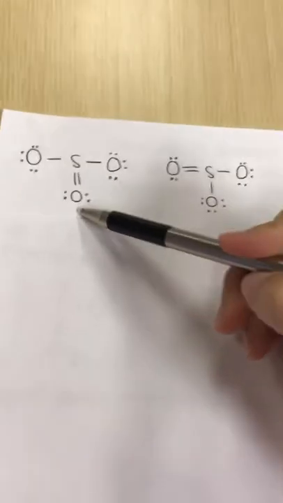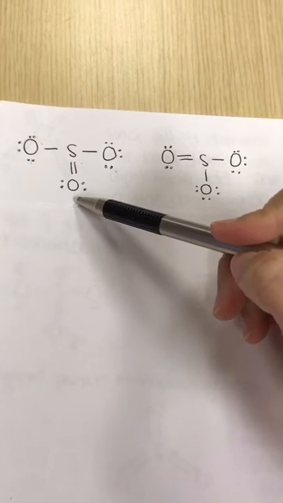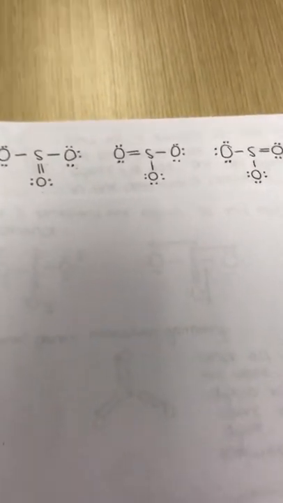And we can redraw this in actually 3 different ways. We can take a pair of non-bonding electrons from this oxygen and put them on a double bond with sulfur. We can take a non-bonding pair from this oxygen and put a double bond with sulfur. And we can take a pair of electrons from this oxygen and make a double bond with sulfur. So what this means is that this molecule has resonance. All 3 of these structures are exactly the same, and the molecule will actually look like this.